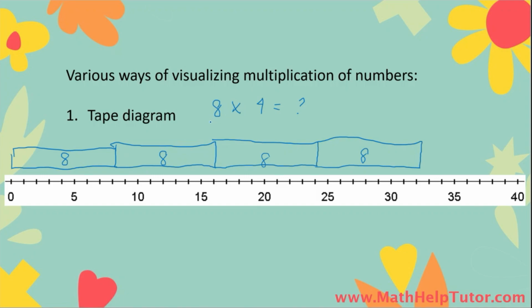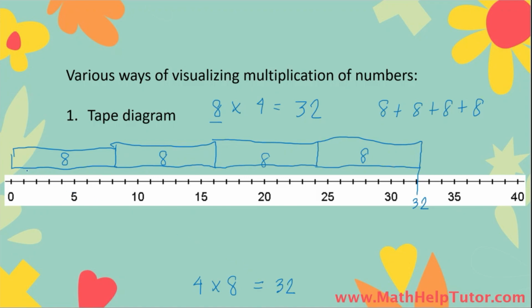That's strips that are 8 numbers long multiplied by 4, or 8 plus 8 plus 8 plus 8. And we can see here that the answer is 32. So 8 times 4 is 32. Now again, it's very interesting to note that 8 times 4 is just the same as 4 times 8, and it's supposed to give us the same answer.